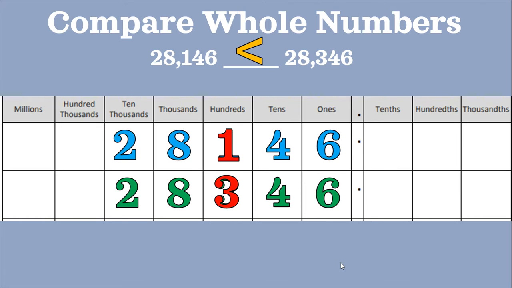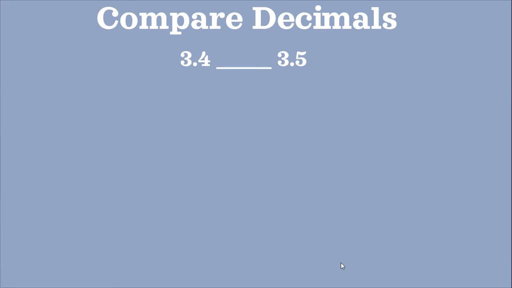Notice that the symbol that appeared opens up to the bigger number. If it helps, you can think of an alligator that is going to eat the bigger amount, so you want to have the sign opening up to the bigger number. Let's continue by comparing decimals.